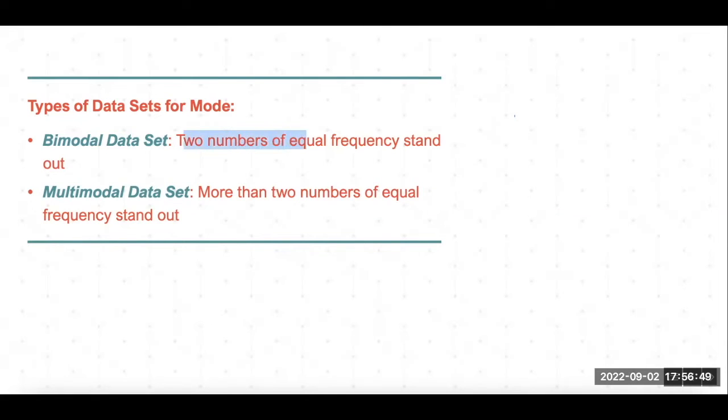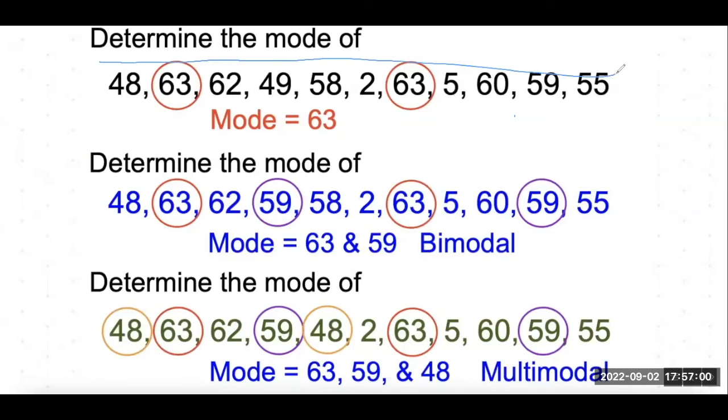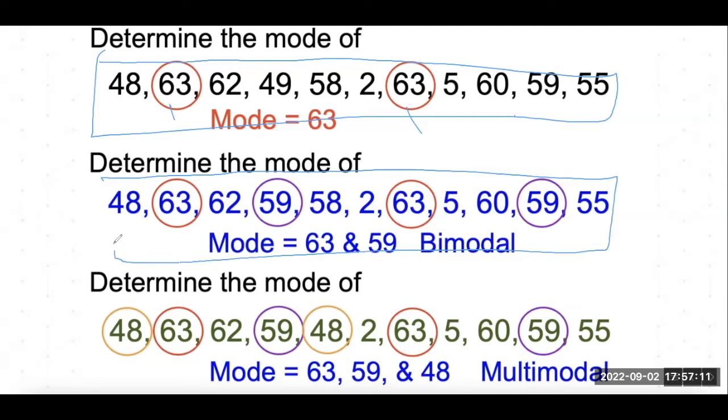There are a couple of types of data sets for mode. Bimodal is when two numbers of equal frequency stand out, and multimodal is when more than two numbers of equal frequency stand out. In the first example, the mode is 63. 63 appears the most. Here we have a bimodal type. We have 63 appearing twice and 59 appearing twice. So we have two numbers that are the mode, hence bimodal. In the last data set, we have a multimodal type, with 48 appearing twice, 63 appearing twice, and 59 appearing twice.